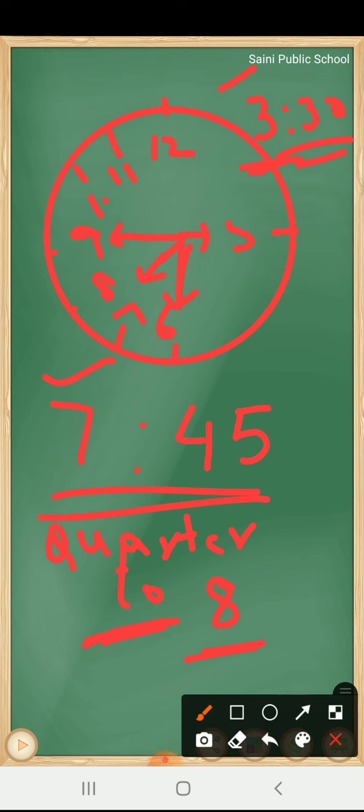Or simply, how can we find the minutes? We will first write the hour, then a colon, and we will multiply by 5 the number on which the minute hand exists. In this example it is at 9, so we multiply by 5, so 45. In this way you can read and write time.